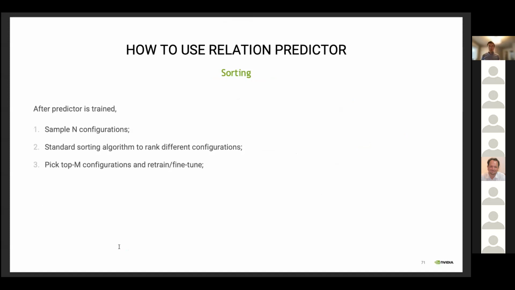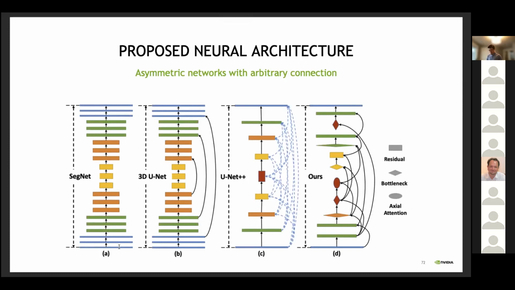So we use this relationship-based predictor, and once the predictor is trained, we do the sorting here with n sampled configurations. We can use a standard sorting algorithm to rank different configurations, pick the top M configurations, and retrain and fine-tune them. Then after fine-tuning or retraining, you choose the one with the highest validation accuracy as the final model and final checkpoint. So this is the network we searched using this algorithm.